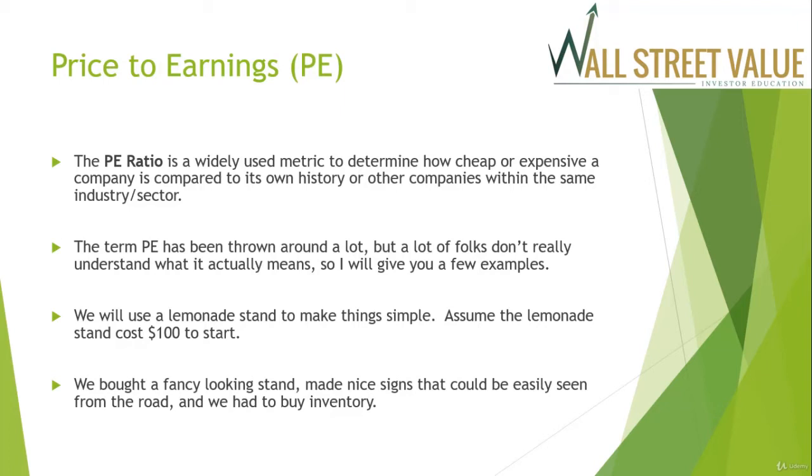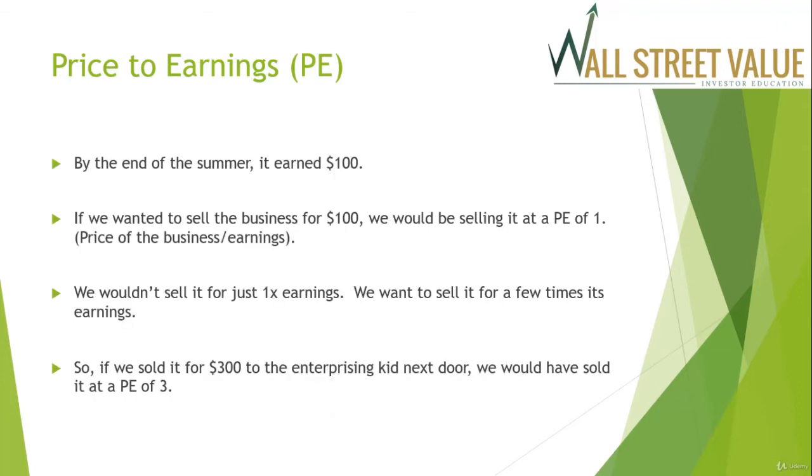The first example, we're going to use a lemonade stand to make things simple. Assume the lemonade stand costs $100 to start. And that $100 bought us a fancy looking stand, some nice signs that can easily be seen from the road, and of course, inventory to make the lemonade. We did that at the beginning of the summer, and by the end of the summer, it earned $100. If we wanted to sell that lemonade stand for $100, we'd be selling it at a PE of 1. Price of the business, it cost us $100, divided by the earnings, which was also $100.